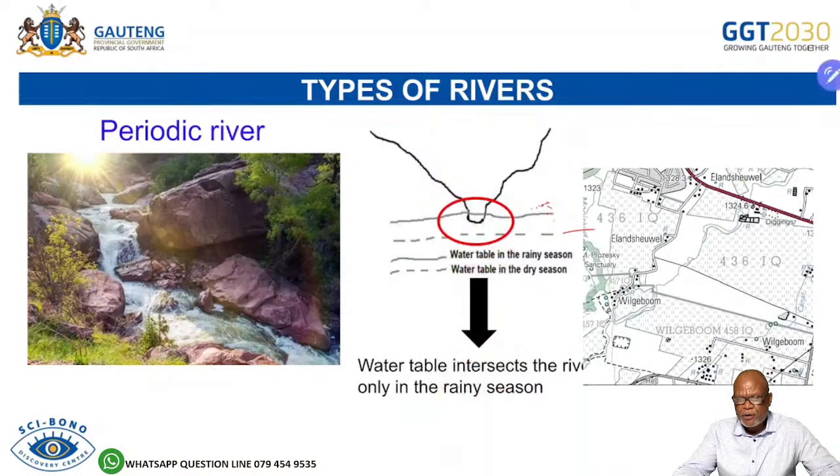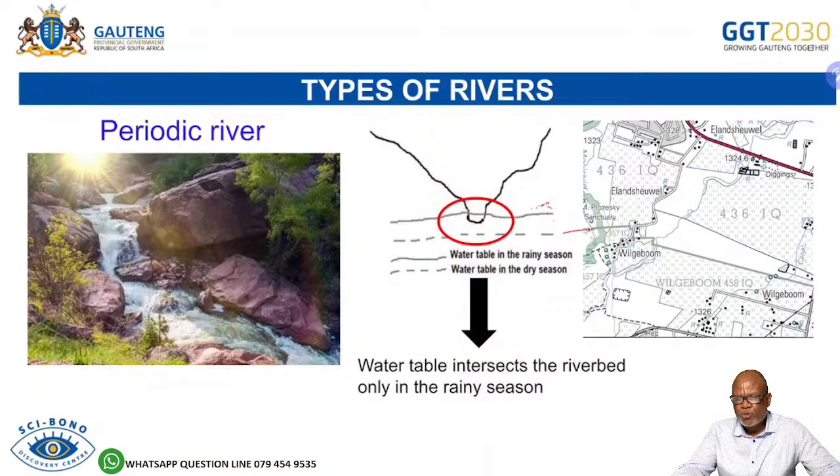And then let's look at how you are going to see the periodic river. A periodic river will have broken lines because it does not flow throughout the year. It will have the broken lines. It does not flow throughout the year, and the river discharge will be higher during rainy season, and it will be absolutely not available during dry season.